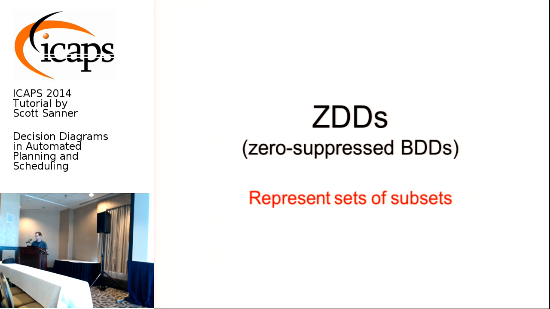Please. So you mentioned that the operations you were showing before are polynomial in the size of the input diagrams? Yeah, but the size of the input diagrams is exponential in the number of variables, right? In the worst case. If they're exponential in the number of variables, then you didn't gain anything by using a decision diagram. Yeah, exactly.